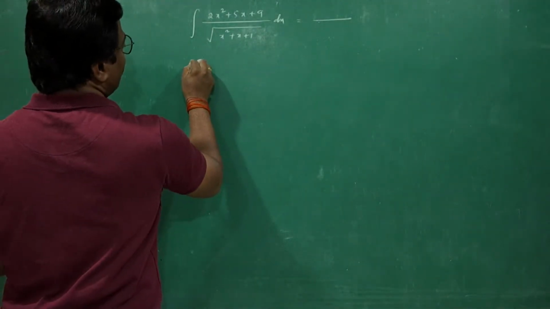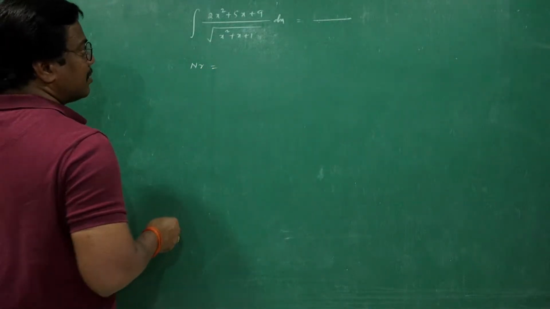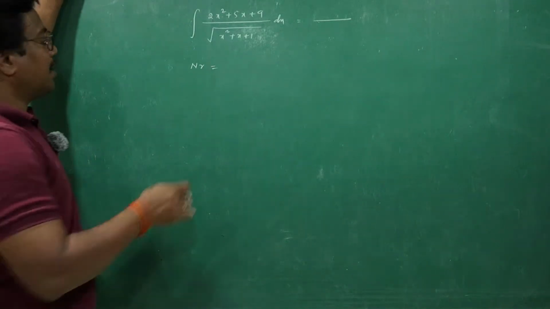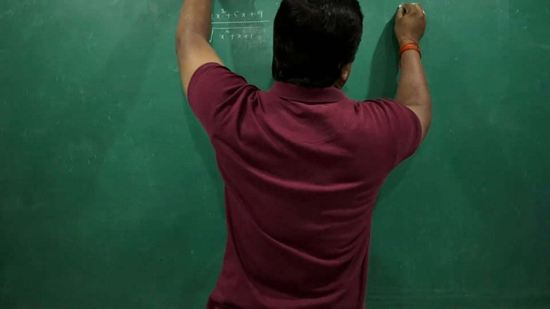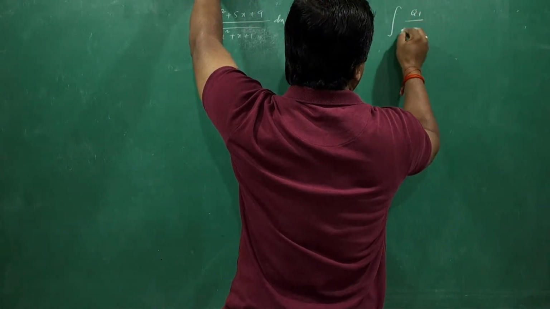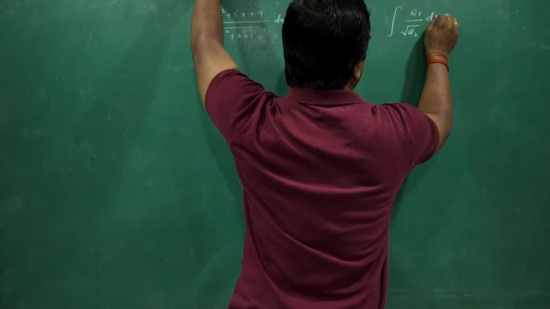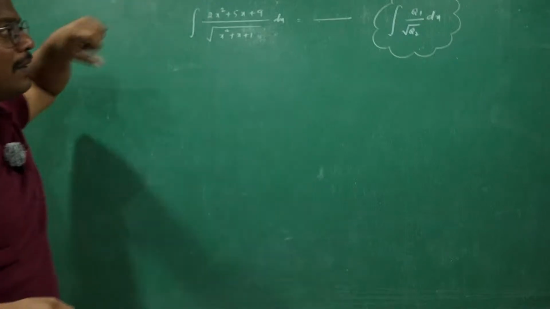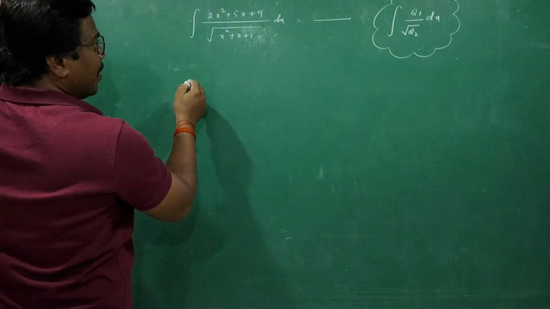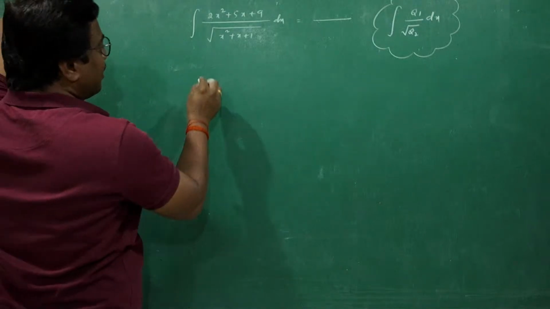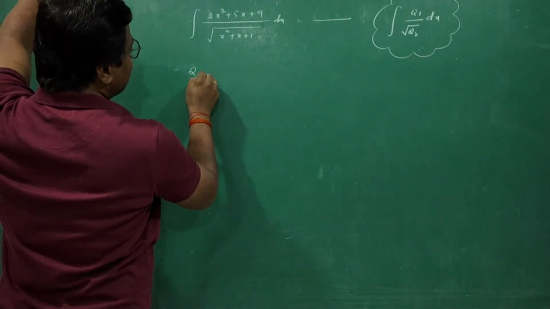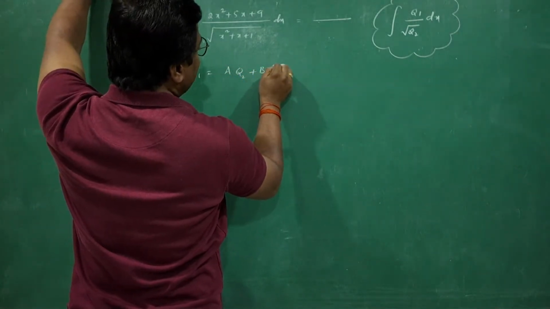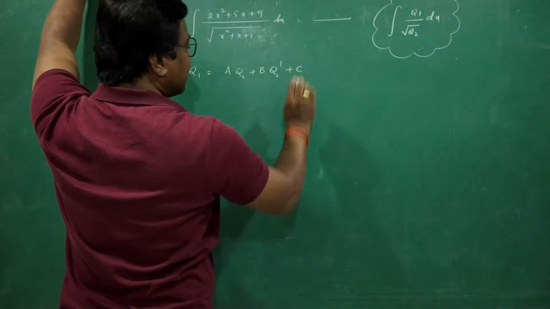See, the numerator part is second degree. Actually this is of the form integral of q1 by root over q2 into dx. This you have. I can write q1 as a into q2 plus b into q2 dash plus c.